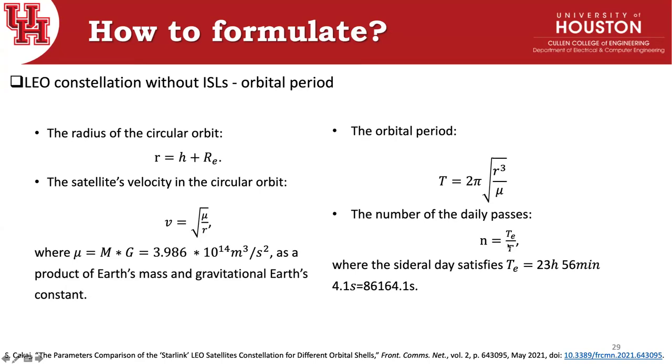So for the orbital period, I think this one may be very familiar to you because we might have learned it in high school. The radius of a circular orbit is the altitude plus the radius of the Earth, and the satellite's velocity in the circular orbit is given here. I think it comes from the law of gravitation. We can also get the orbital period T from Kepler's law. And there's a ratio to calculate the number of daily passes. It equals the ratio of the sidereal day divided by the orbital period.